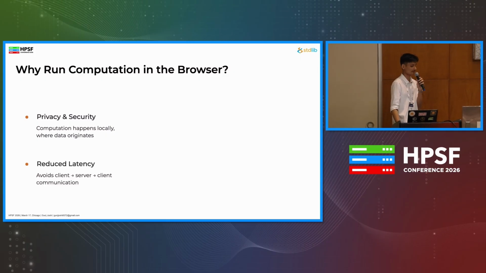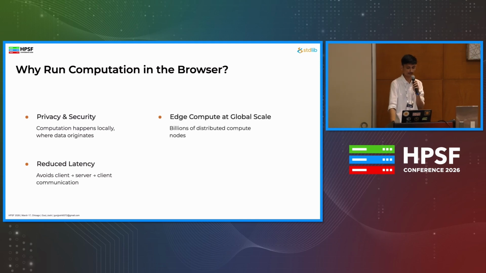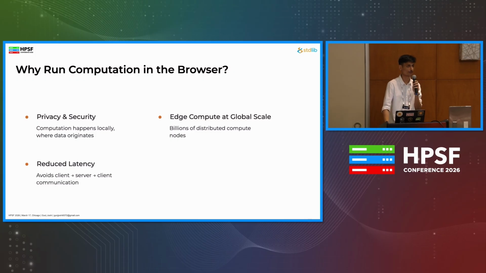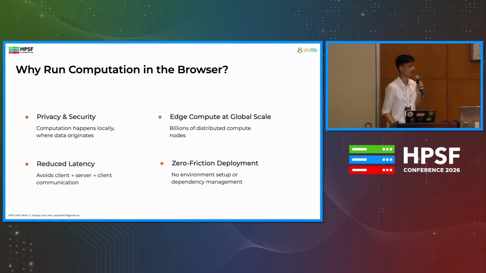The second thing is reduced latency. The network latency is cut off in this picture, so there's not much time involved in flowing our data from this device to the server and getting it back. The third thing is that we now have billions of distributed compute nodes, and each compute node here represents a web browser on a certain device. And the fourth thing is zero friction deployment. If we are doing any computation in a web browser, a user doesn't have to install anything. There are no packages to install and no external environments to set up.